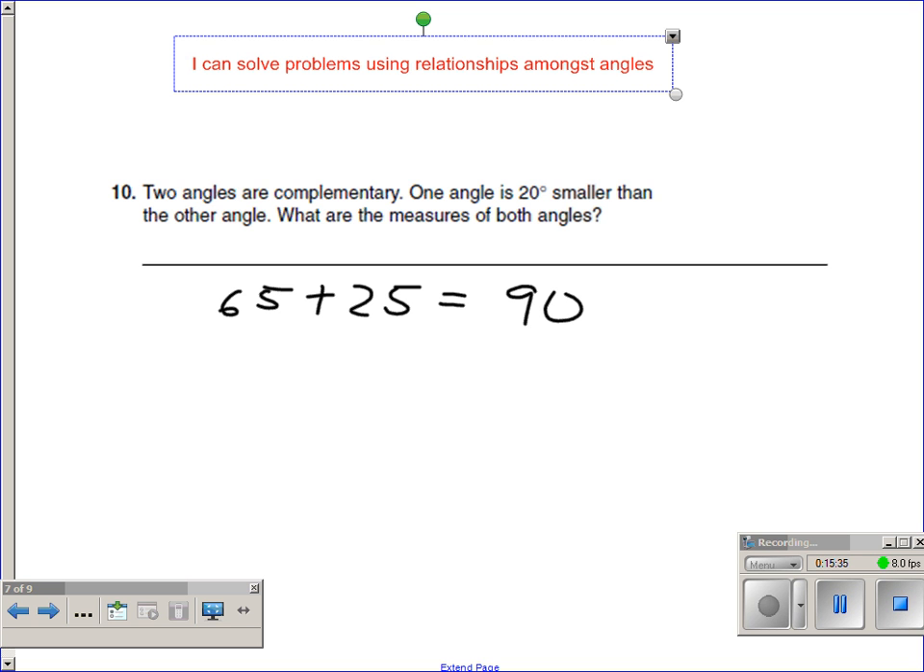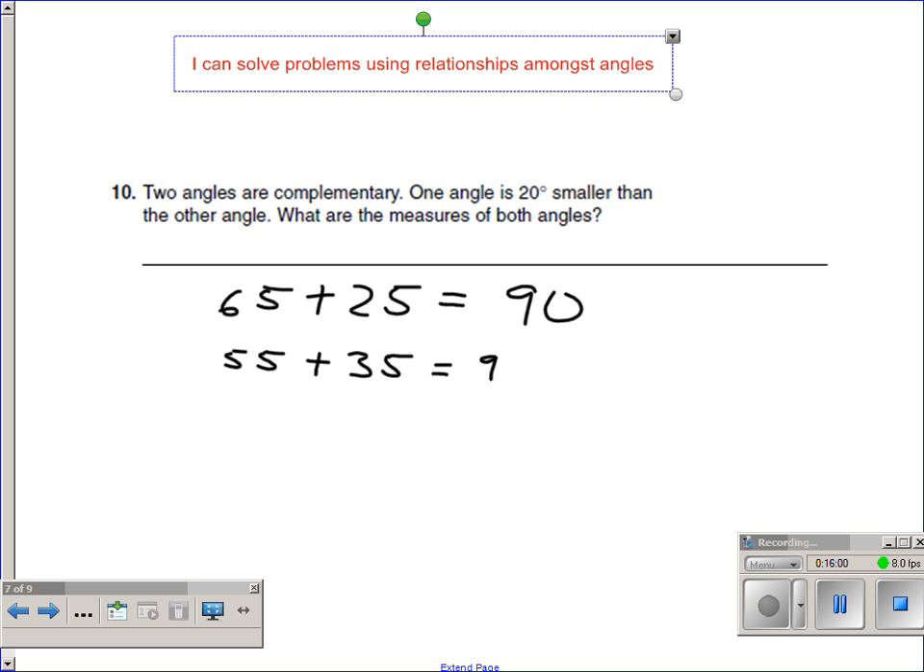I did 55 because I just did 50 and it added up to 80 because 50 plus 30 is 80. So then 55 plus 35 is 90. Is there a difference of 20 degrees here?